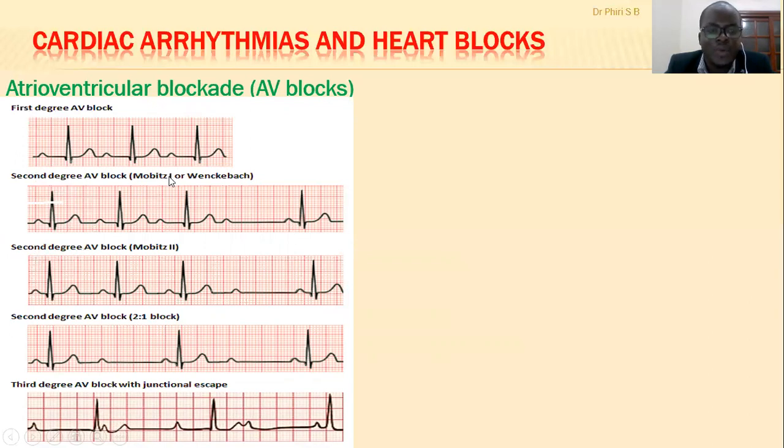You have Mobitz type 1, which is also called Wenckebach. And then you have second degree AV block, Mobitz type 2, and then you have another classification of second degree called 2 to 1 block. I'll explain all that. In the third degree, you have complete blockade of the AV node, so there is no communication between the atria and the ventricles. So let's start with the first degree AV block.